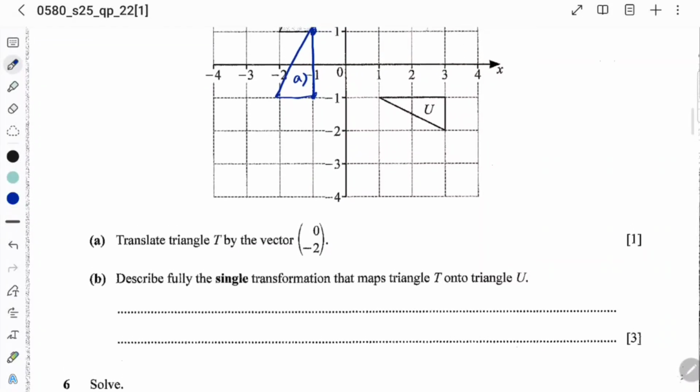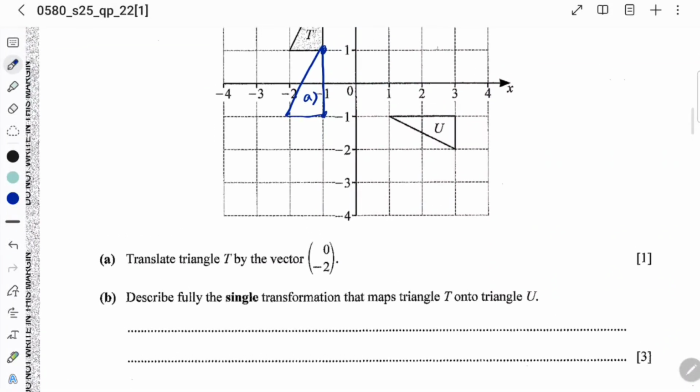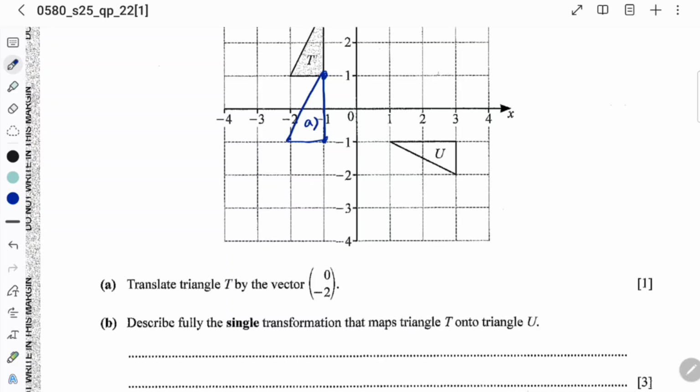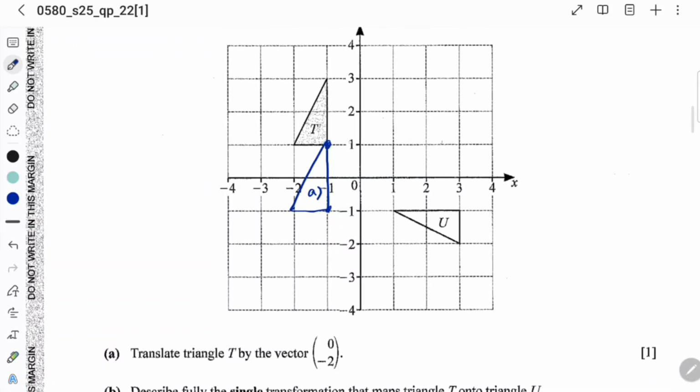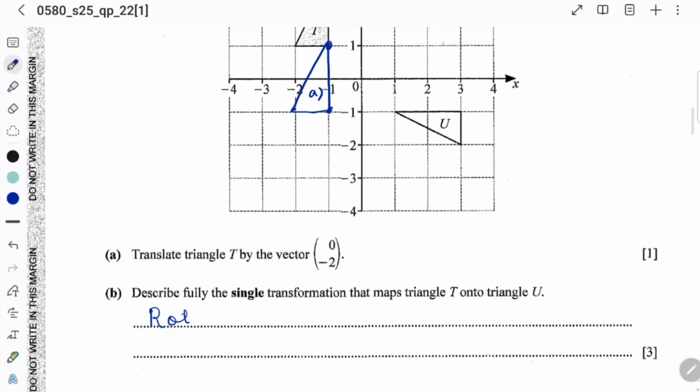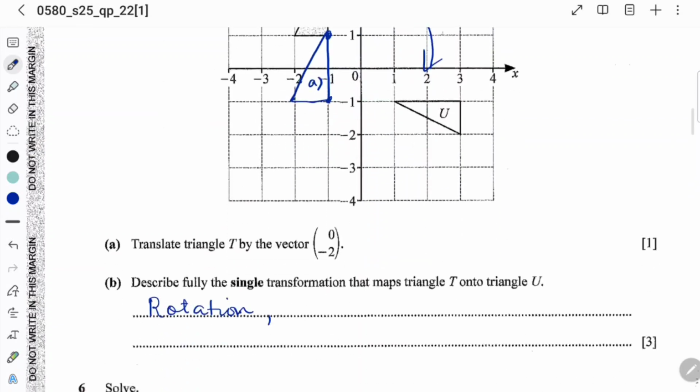Describe fully the single transformation that maps triangle T onto U. Obviously this transformation is a rotation. Why? Because if I join the corresponding points, the lines are not parallel, they are meeting together, and the diagrams are not enlarged. So it's a rotation, and it's moving clockwise.